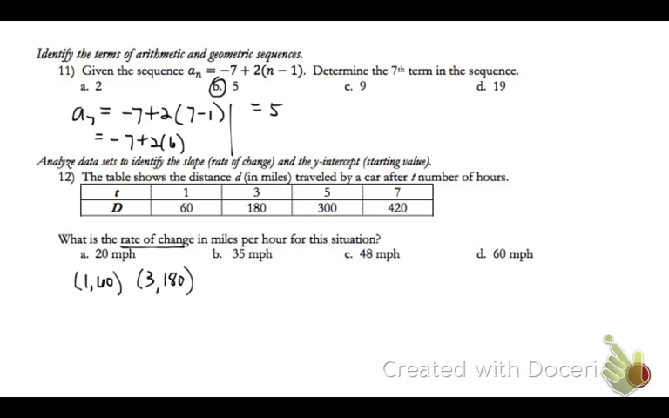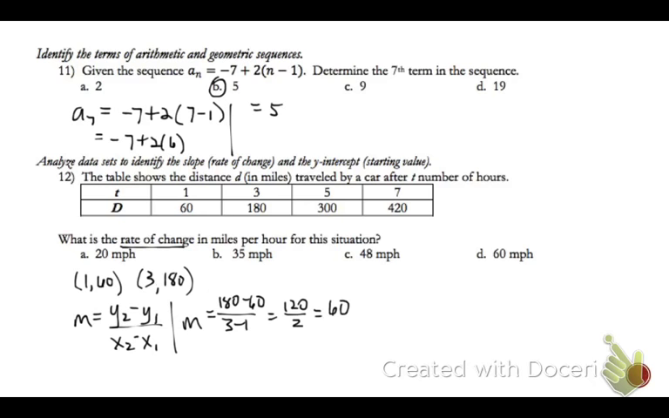So slope is y2 minus y1 divided by x2 minus x1, which gives us the change in y, or the rise, divided by the change in x, which is the run if we are graphing. So we'll have 160 minus 60 divided by 3 minus 1, which is 120 divided by 2, or 60, and then miles per hour. So answer choice D.